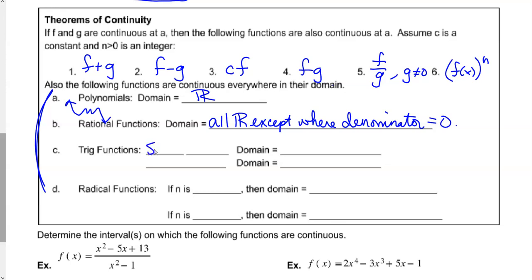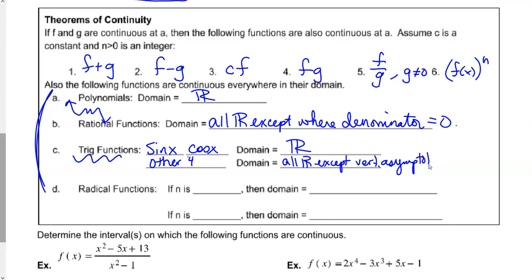Now, trig functions. We're going to look at sine of x and cosine of x. Those are our nice cyclic functions that look like this. So therefore, the domain is going to be all real numbers for any sine or cosine function. But for the other four, their domains are specific to the function. Okay? So in each one of those functions, you're going to have some asymptotes. The domain is equal to all reals except the vertical asymptotes. So exclude all of those values where you have an asymptote.